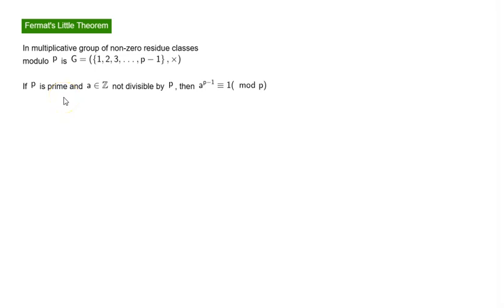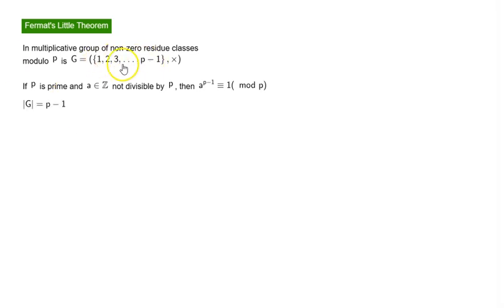If P is prime and A is an integer not divisible by P, this is what we mean by saying that there are no zero remainders. Then A to the power of P minus 1 is congruent to 1 mod P. So let's see how we arrive at that.